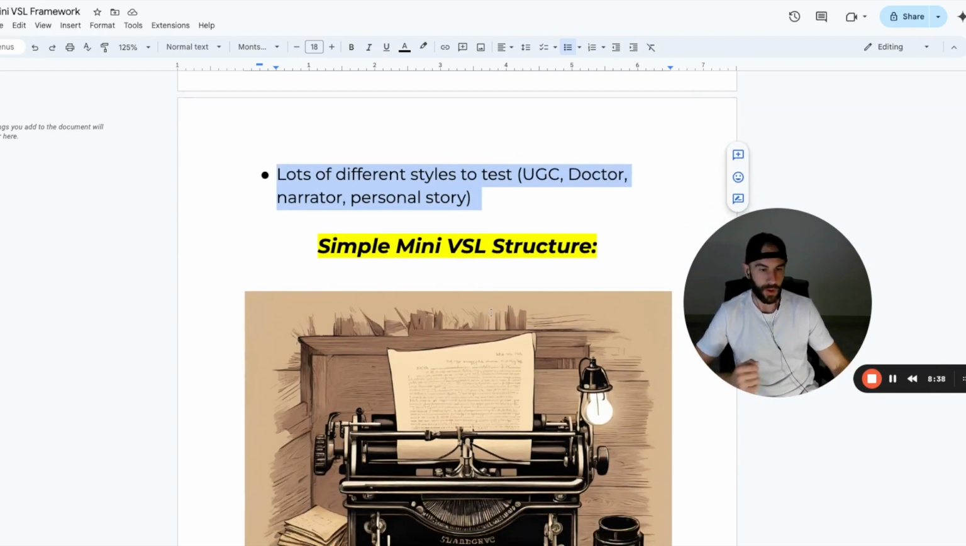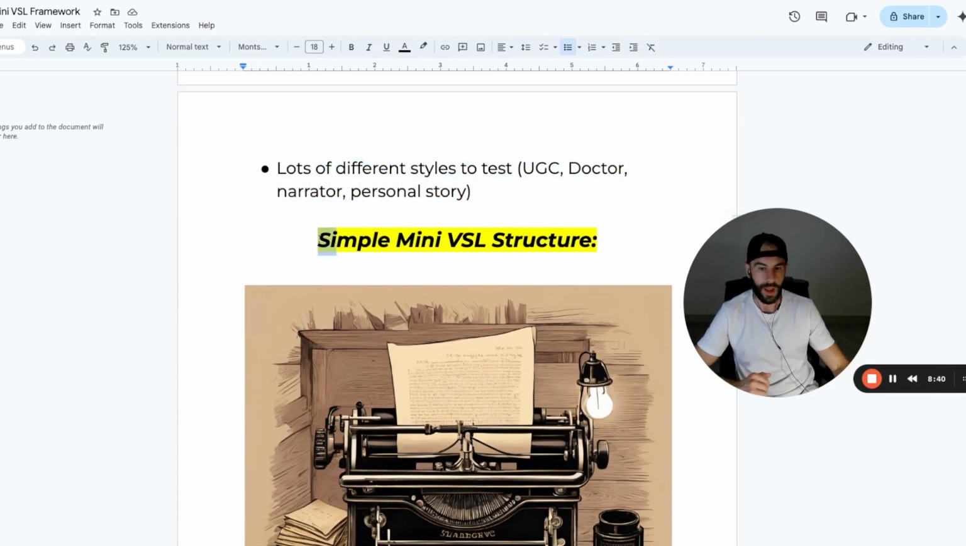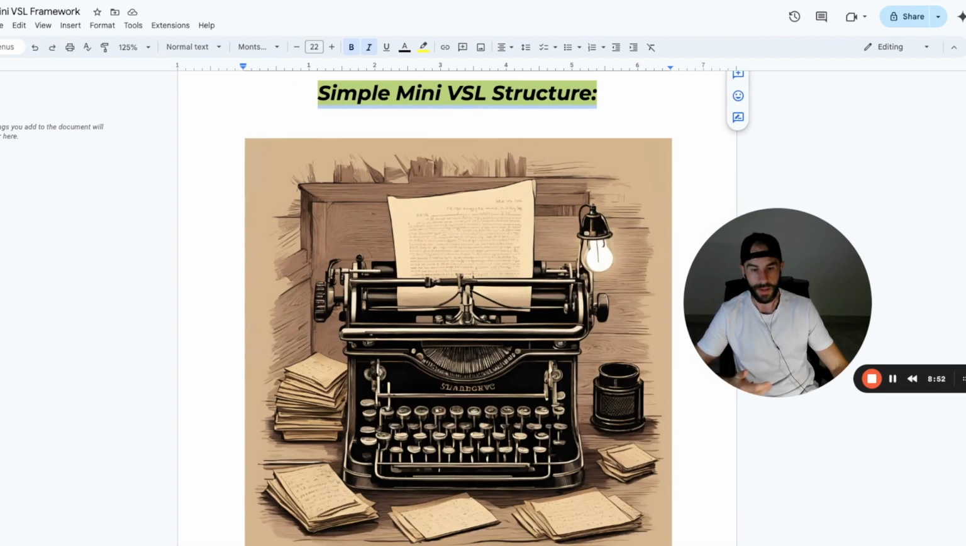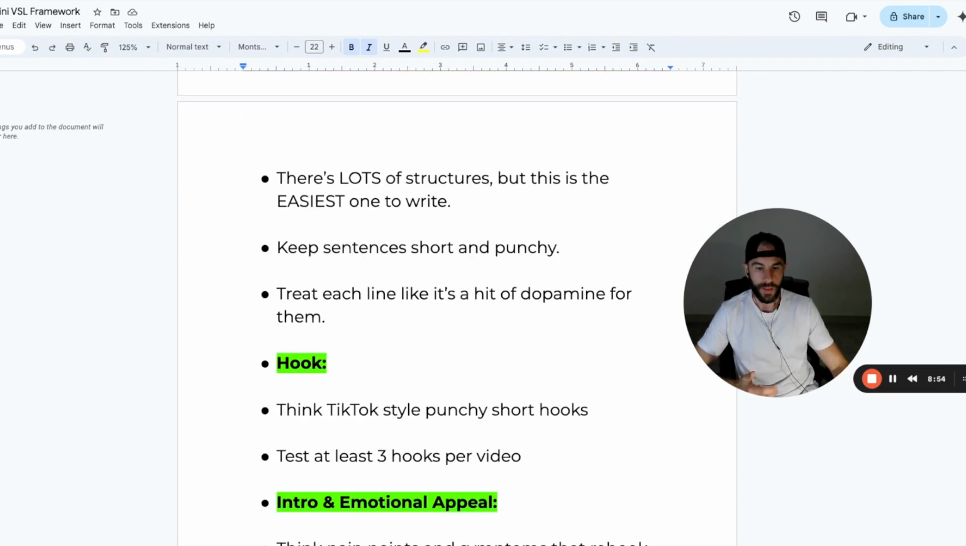The last part of all this, and kind of the payoff for the video, is I'm going to be giving you guys a simple mini VSL structure that you can take and use today without having to be an A-list copywriter. It's really simple. A lot of this stuff is going to look very familiar, and that is why I think it's so effective. So the very first thing is, there's lots of structures that you can use, but this is the easiest one to write.